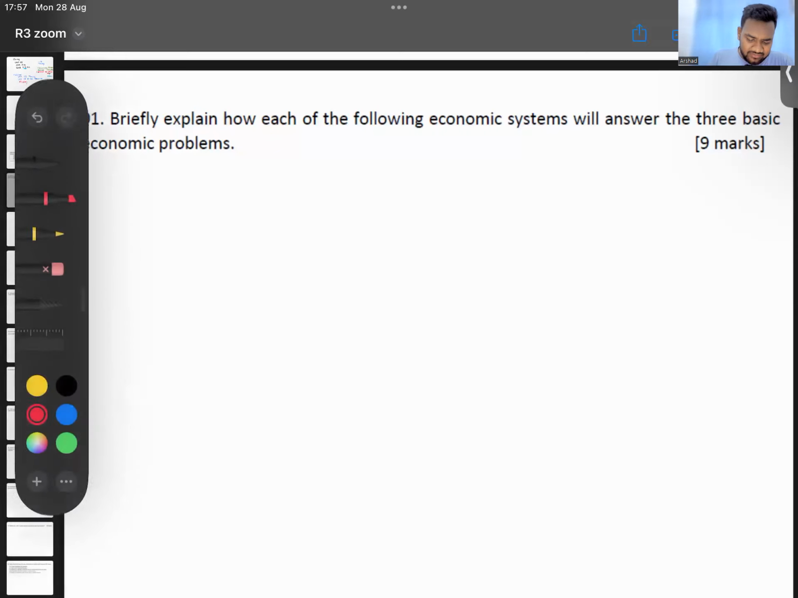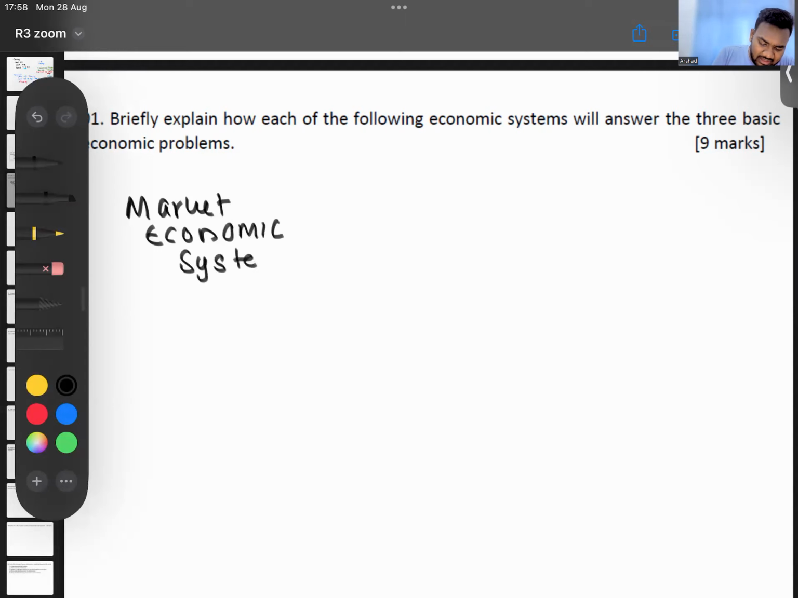Right. We'll start with a market economic system. That is the first box that is there in your tip. About a market economic system. Okay. How does a market economic system answer the what to produce question? How do they answer this? The what to produce. What are the key words that you have to highlight?